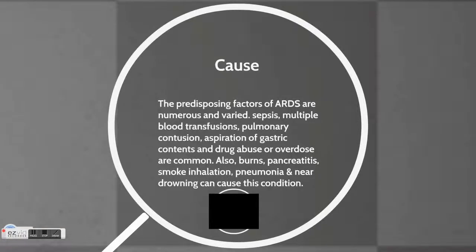Cause. The predisposing factors of ARDS are numerous and varied: sepsis, multiple blood transfusions, pulmonary contusion, aspiration of gastric contents, and drug abuse or overdose are common. Also, burns, pancreatitis, smoke inhalation, pneumonia, and near drowning can cause this condition.